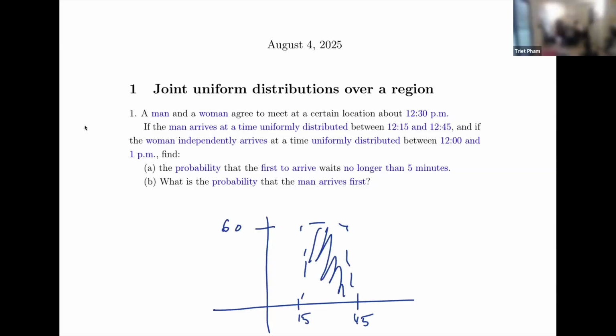And if you have a joint uniform distribution, or any uniform distribution in any dimension, then the probability calculation may be reduced to a geometrical calculation, as long as you see the region. You don't have to do complex integration because the density is constant. So, for example, question A here, what region are we talking about?